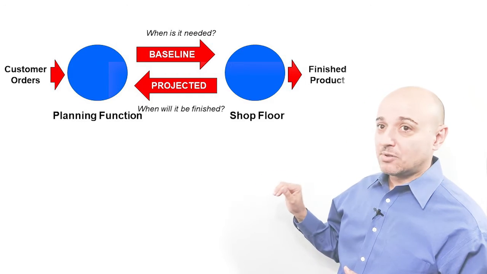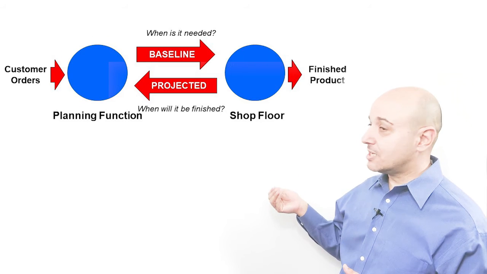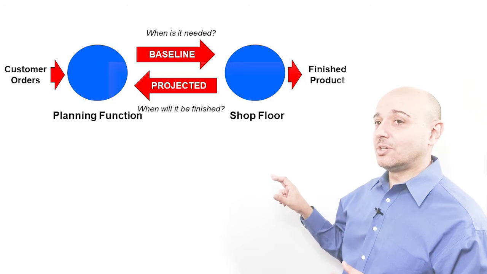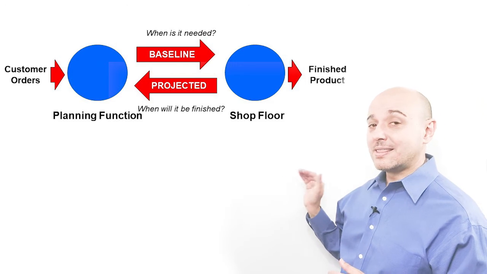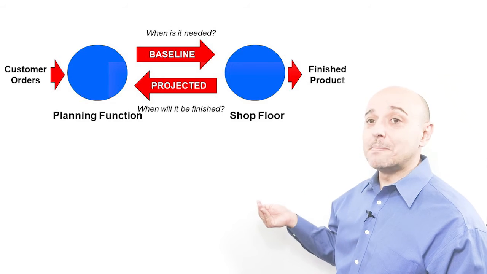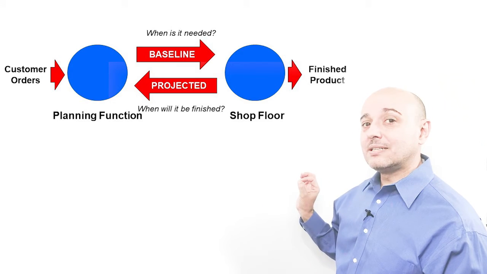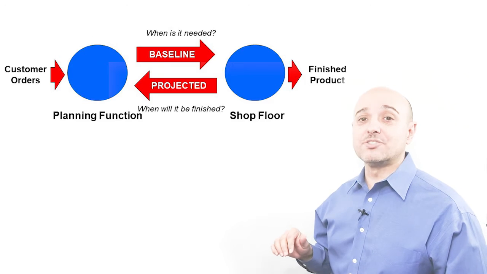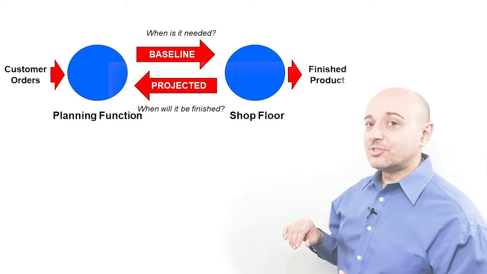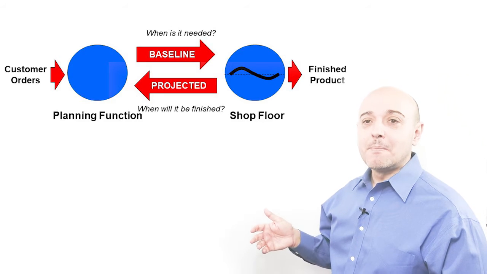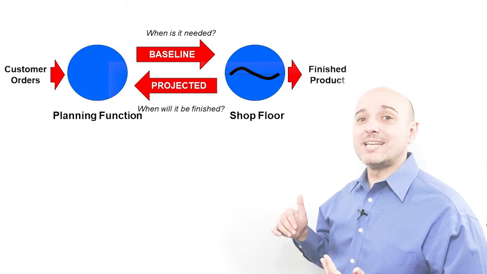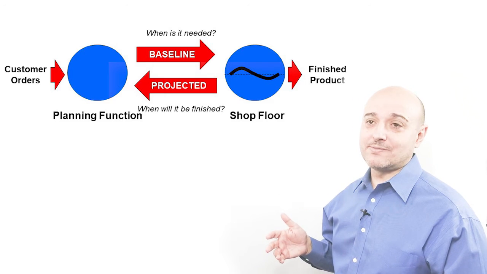So in this example, we have the planning function receiving the customer orders. They are translated into a baseline production schedule that's delivered to the shop floor. That baseline schedule only changes with customer demand. It expresses demand and basically is telling the shop floor when things are needed so that priorities can be set accordingly. The shop floor is still volatile by nature, but it should be less so because now it's not receiving a fluctuating set of commands from the planning function.